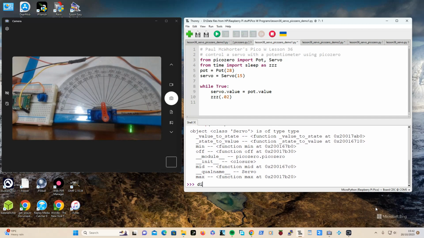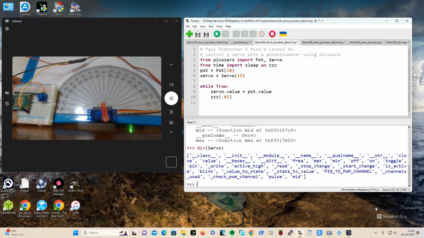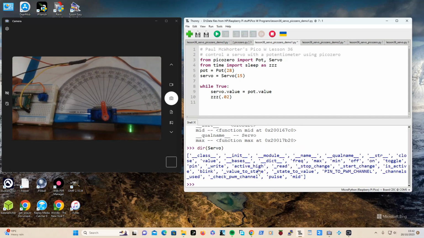So we'll try dir servo. That usually gives you a bit more information. You can ignore all the dunder class, dunder init, blah, blah, blah. Right, so we've got value, which I've already used up there. Then frequency, max, min, off, on, toggle, pin. Right.